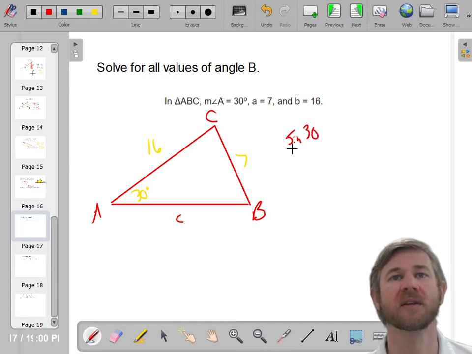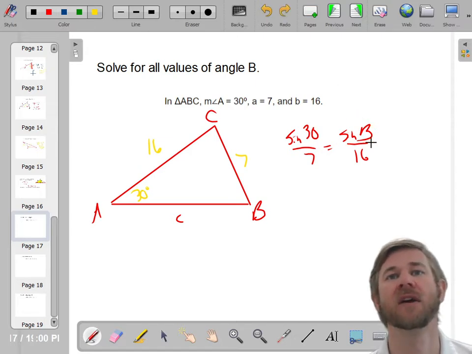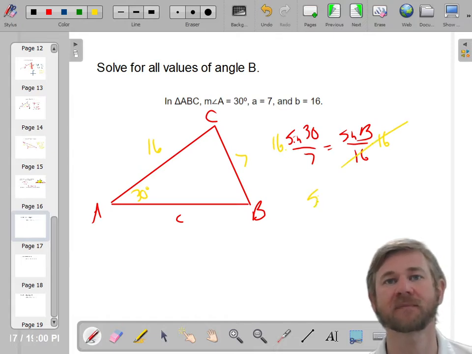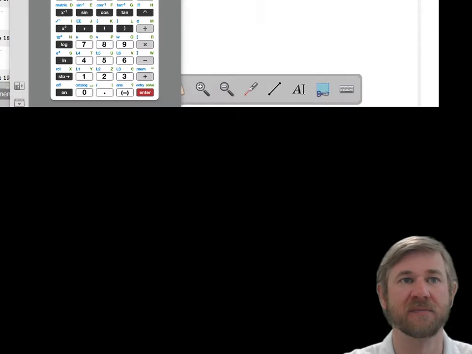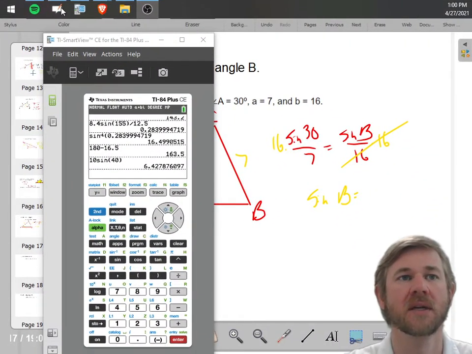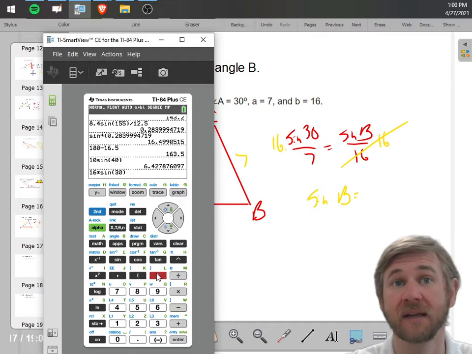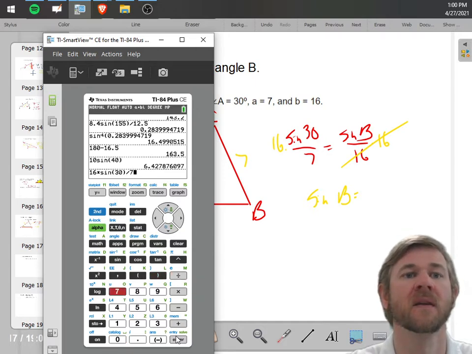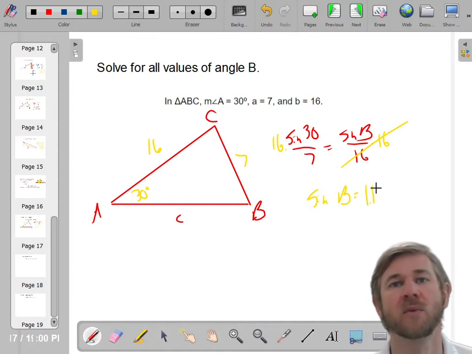The sine of 30 over 7 is the sine of b over 16. And now I'm going to get the sine of b by itself by undoing this division, so I will multiply both sides by 16. And now I'm going to need to use my calculator. So the sine of b is 16 times the sine of 30, which is 1/2. So 16 times 1/2 is 8. 8 divided by 7 is 1.14. So the sine of b is 1.14.